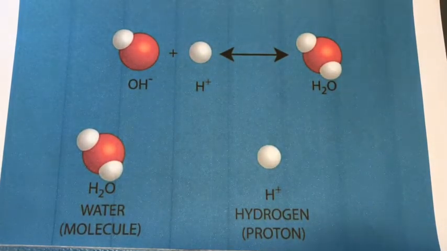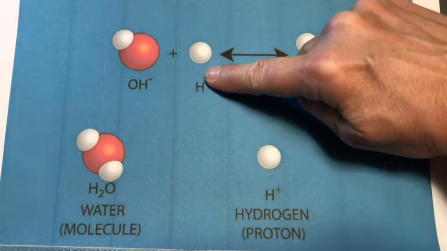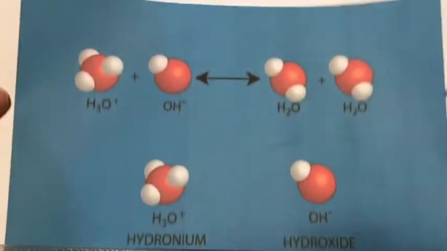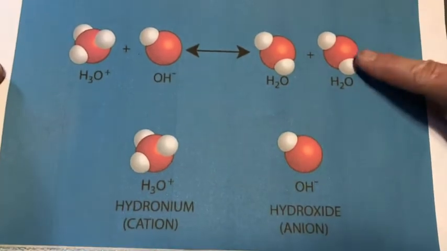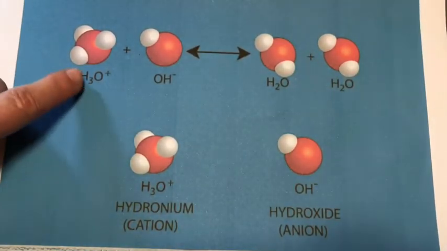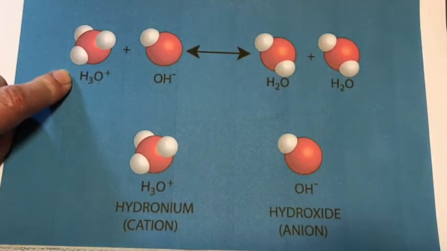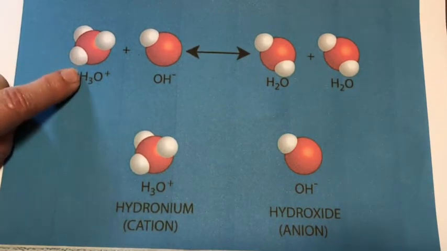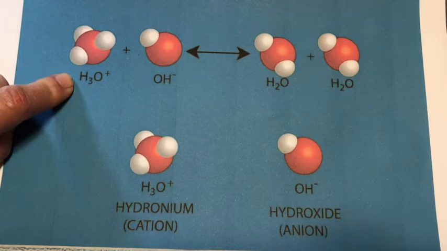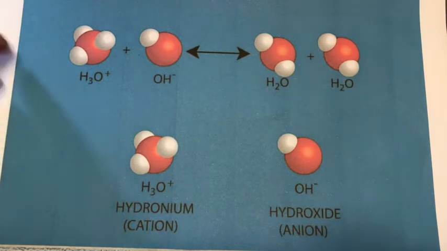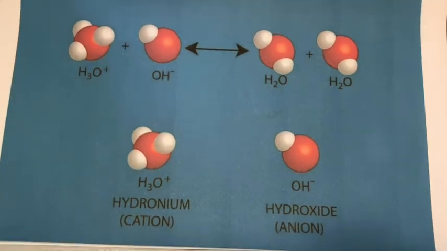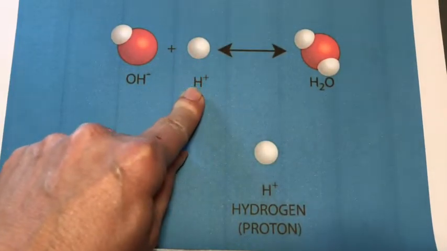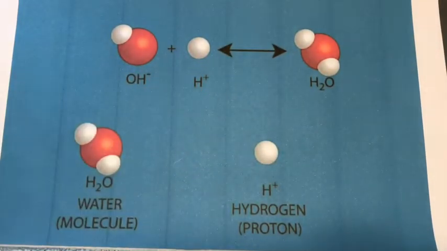In reality, that hydrogen ion doesn't just hang out by itself. It associates with another water molecule, forming a hydronium ion. So the hydronium ion is just a water molecule with that extra hydrogen ion attached, and it's more correct to call it that, but it's simpler to talk about it as if it looks like this, so we often do.